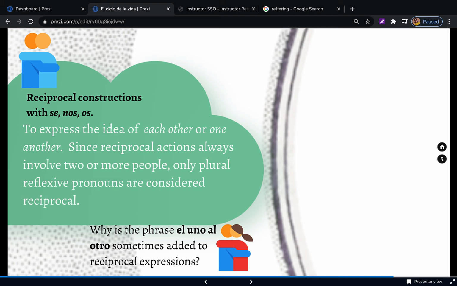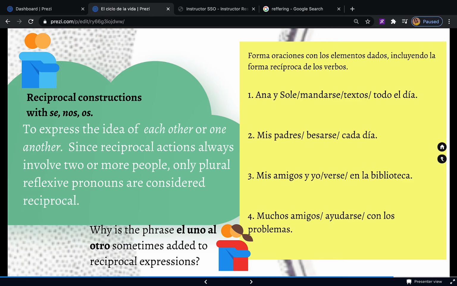So why is the phrase el uno al otro sometimes added to reciprocal expressions? For clarification. All right? If you really want to just clarify that it is for each other, just to make it clear or obvious that it's not a reflexive phrase, then go for it. But most of the time, depending on the content or context, it will be obvious if it's a reciprocal expression.